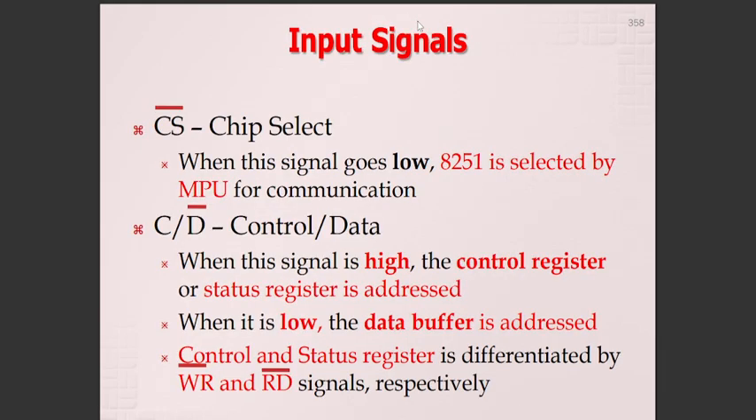Coming to the chip select CS, which we already saw before, when this signal goes low, the 8251 is selected by the MPU for communications. The C/D bar is control/data. When the signal is high, the control register or the status register is addressed. When it is low, the data buffer is addressed. The control and status registers are differentiated by the WR bar and RD bar signals. The WR bar is the write signal, and RD bar is the read signal.